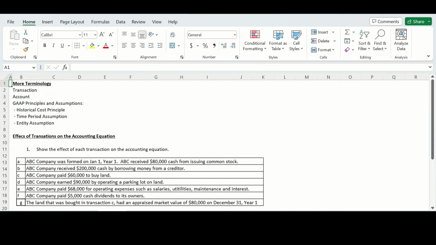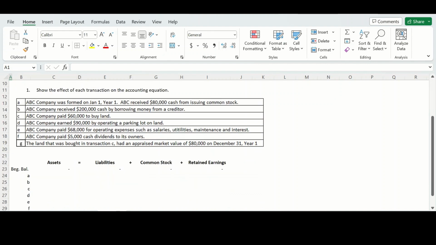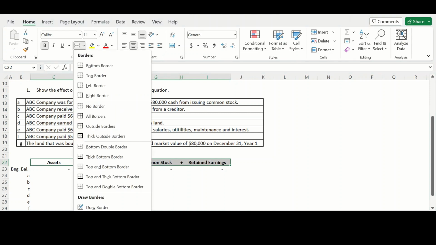So how do transactions affect the accounting equation? We'll have some examples down here to go through, letters A through G. And I've already written down my expanded accounting equation. So assets equals liabilities plus common stock plus retained earnings. I just need an underline.